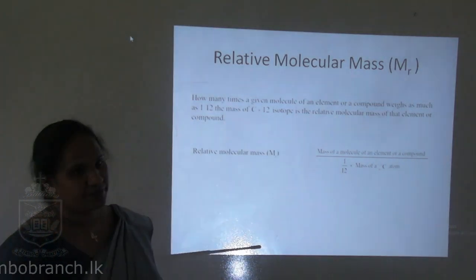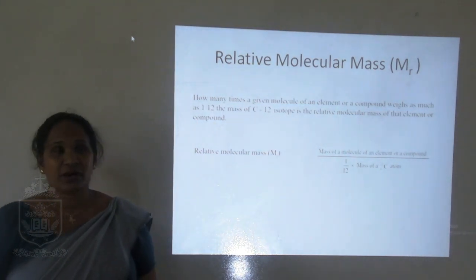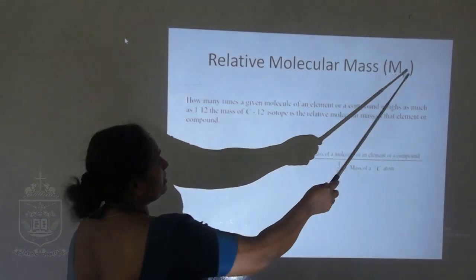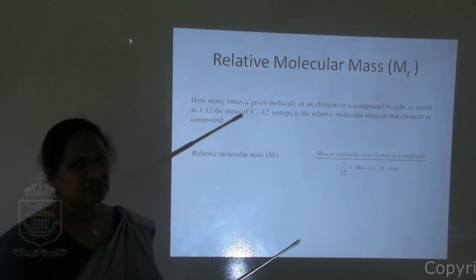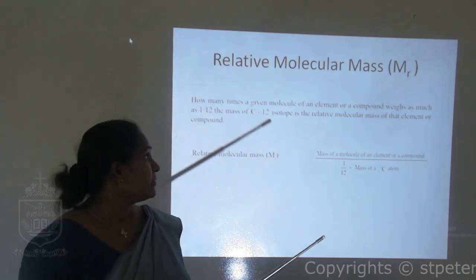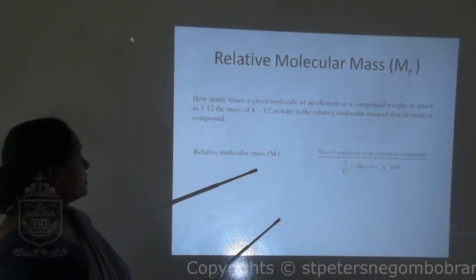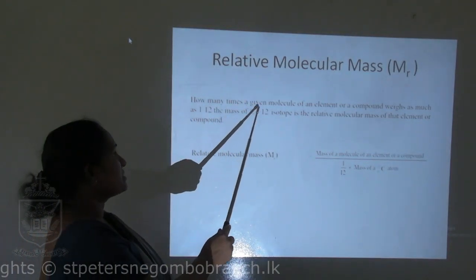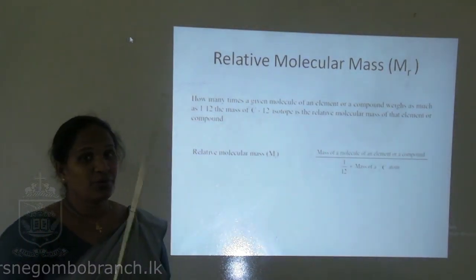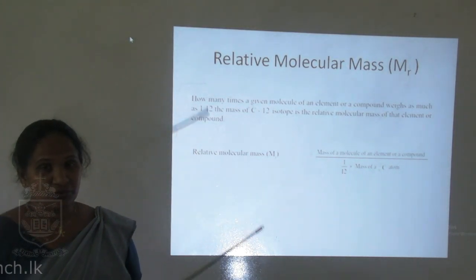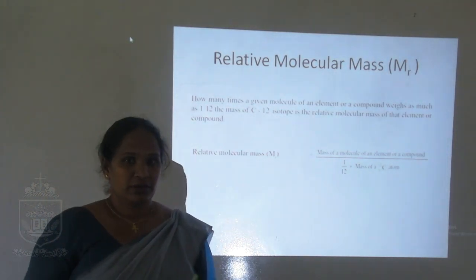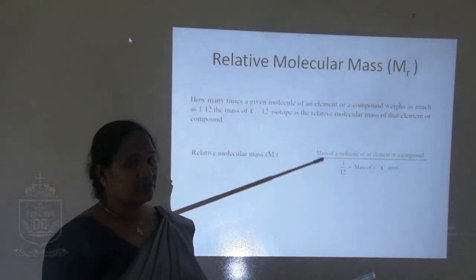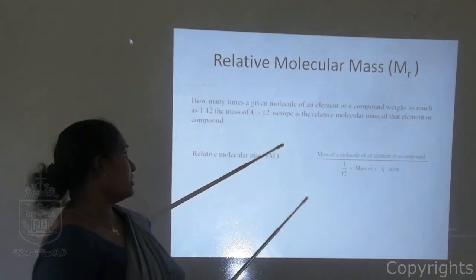Relative molecular mass. Relative atomic mass is over. Now we are going to find out what relative molecular mass is. The symbol is Mr. In the same way, it's not difficult. We'll see how to find that. As in the earlier definition, how many times a given molecule. Now you know what a molecule is. You know the difference between an atom and a molecule. Two or more atoms combine and form a molecule.